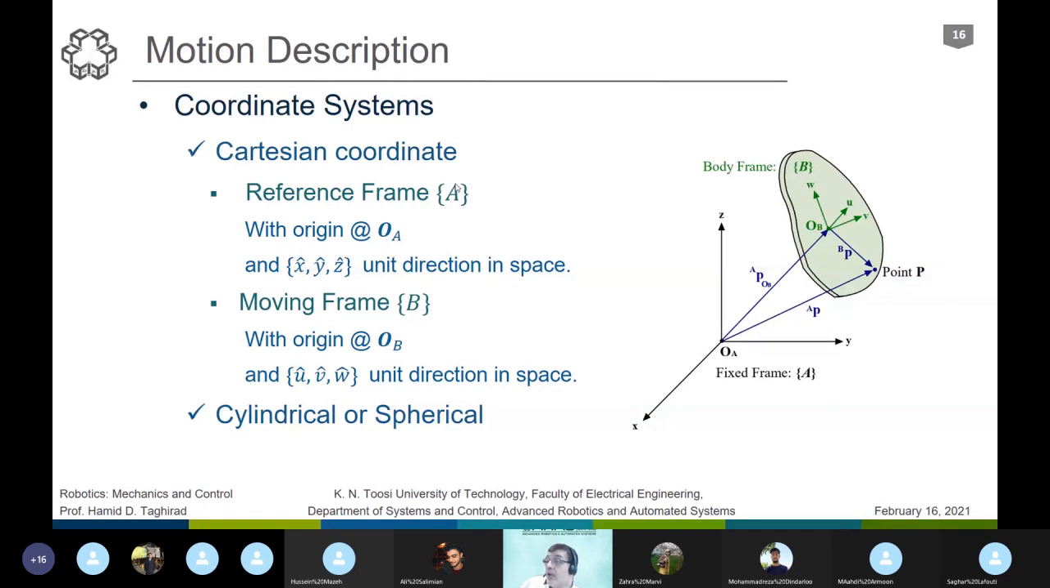Then this frame A has an origin, we call it OA. It has x, y, z directions. We basically represent them with the unit vectors x, y, and z. As you see, the hat shows that these are unit vectors in the space. And it's quite possible there is a moving object, as you see here. This moving object could be the end effector of the robot or anything, a quadcopter, a helicopter, a space shuttle, or anything that is moving in the space.